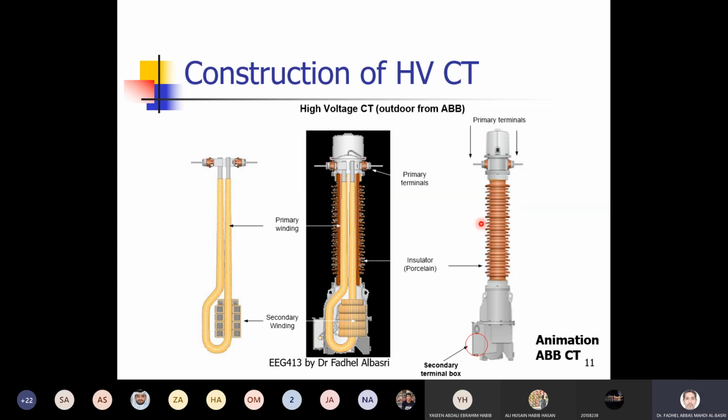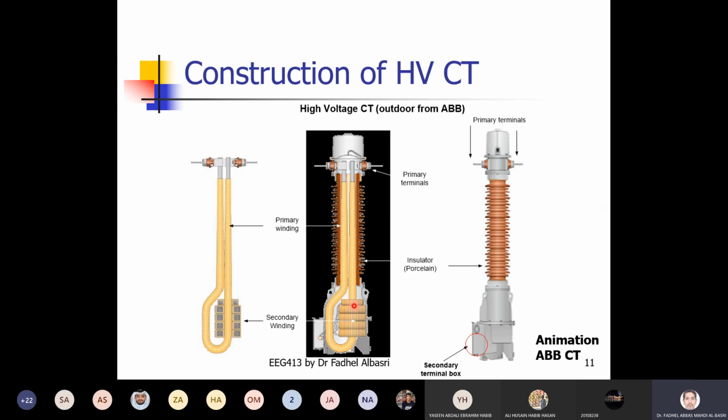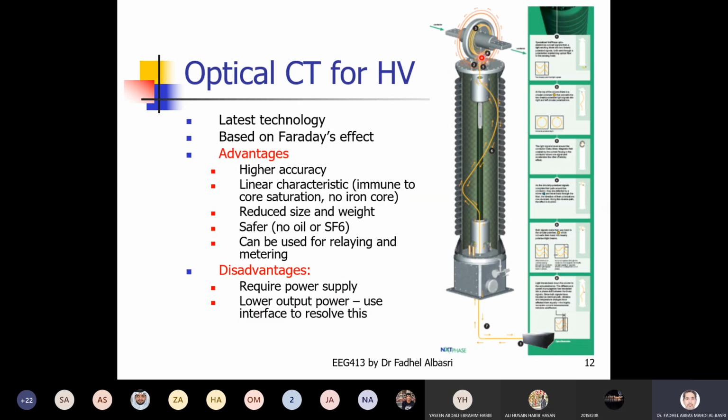So this is one type of construction, but we have other types like optical CTs, where we don't have a core here. And what's the problem with these types? If the core gets saturated, the output waveform will get distorted. The secondary current will get distorted with harmonics, and also its magnitude will get reduced if the core gets saturated. So there will be a ratio error between primary and secondary. However, in optical CTs, it doesn't have a core that saturates.